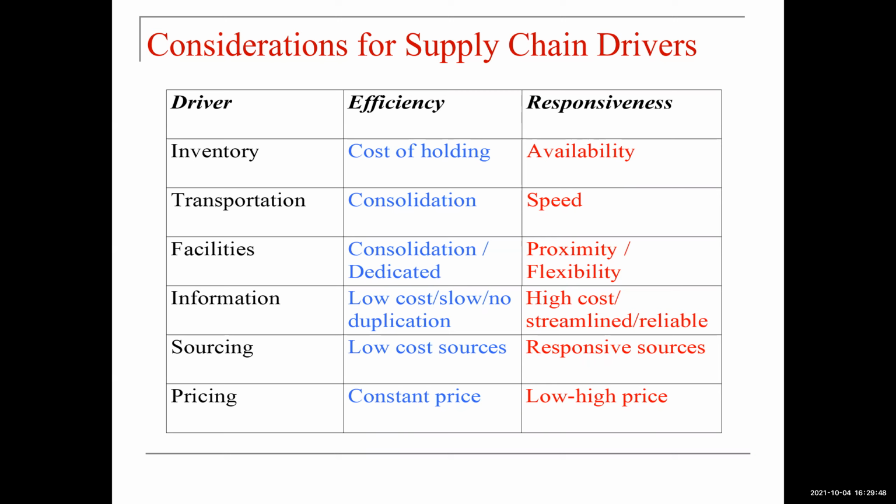Transportation, consolidation, so you want to move orders together, or are you going to do like Amazon, that they have their small trucks and they can deliver to customers when needed. So if you consolidate, you're going to lose some speed. If you do speed, you're going to incur a higher cost when compared to consolidation. Facilities, same thing, consolidation versus dedicated, and proximity and flexibility.